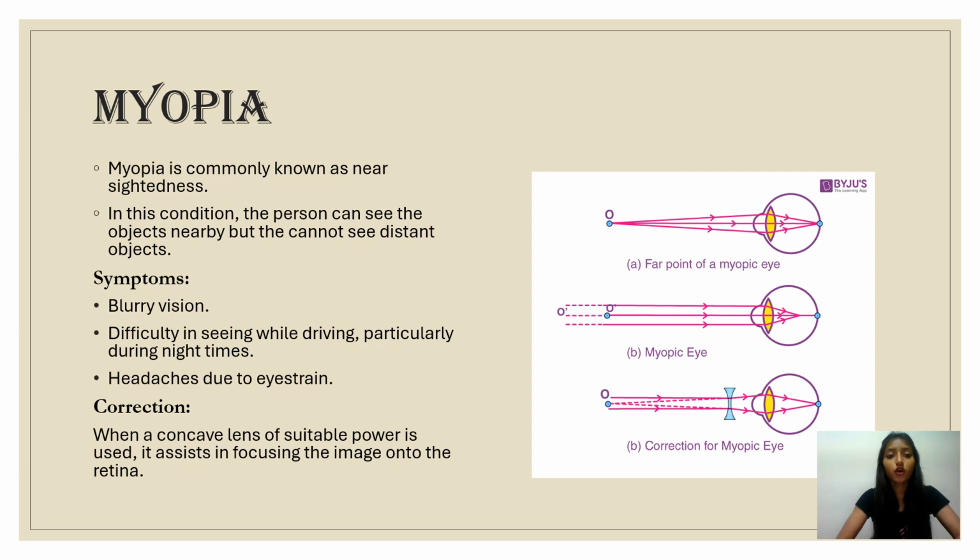Myopia. It is commonly known as nearsightedness. In this condition, the person can see nearby objects but can't see distant objects. Symptoms: blurry vision, difficulty seeing while driving, particularly at night, and headaches due to eye strain. Correction of myopia: when a concave lens of suitable power is used, it assists in focusing the image onto the retina.